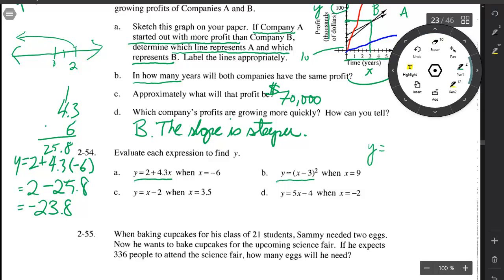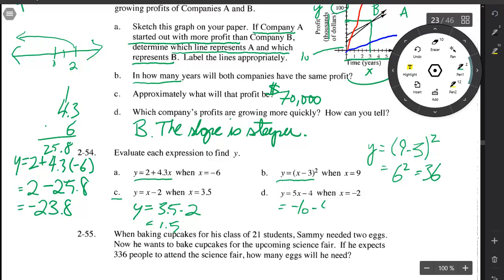Y is equal to 9 minus 3 squared. The parentheses go first, so 9 minus 3 is 6 squared. 6 times 6 is 36. Let's go to C. Y is equal to x is 3.5 minus 2. So it's got to be 1.5. 5 times negative 2 is negative 10 minus 4, which is negative 14. It's equal to y.